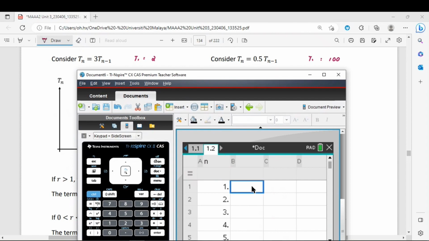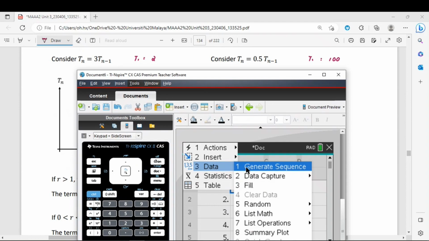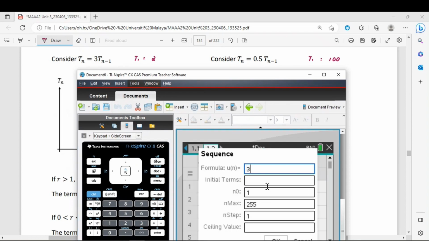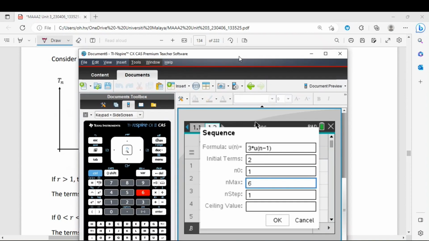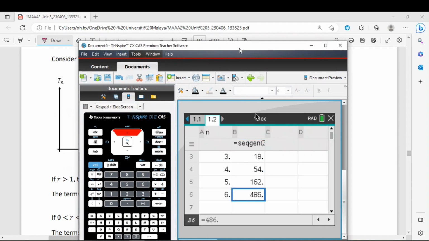Now we are going to generate the first sequence, which is multiply by 3. So menu, data, generate sequence. So 3 multiplied by u(n-1): to get the current term, I multiply the previous term by 3. For the initial term, let's put 2. I only need 6 numbers, so I changed the n max to 6. Then I press OK.